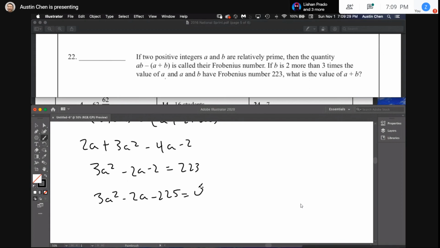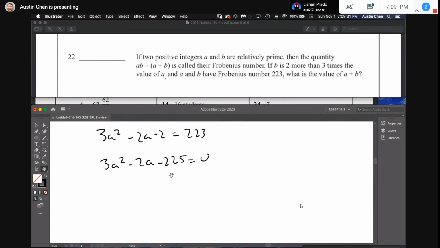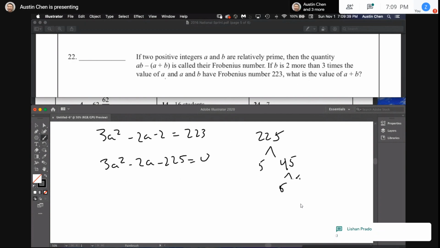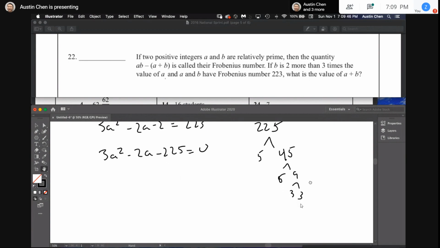Okay, and then we should look to see if we can factor this. So we can look at the factors of 225. So this will be 45, and this will be 5 and 9, and 3 and 3. So does anything work here?